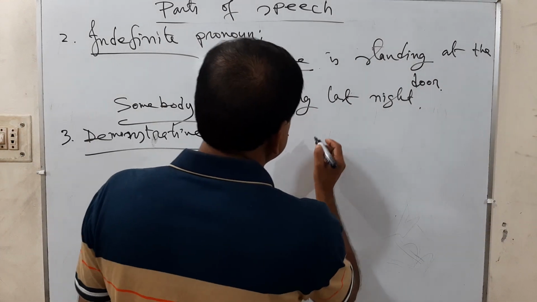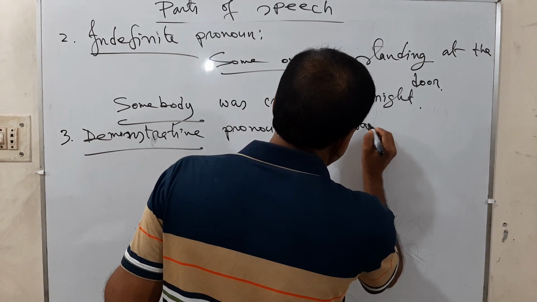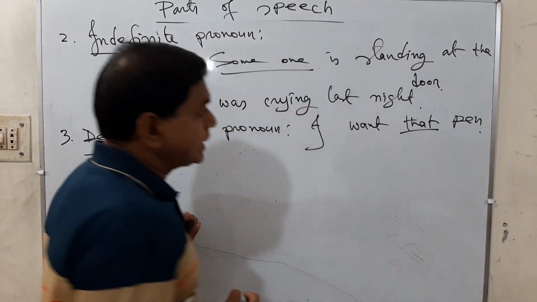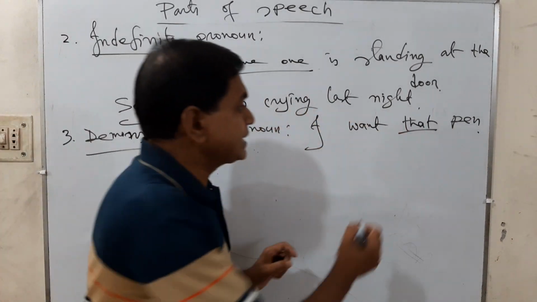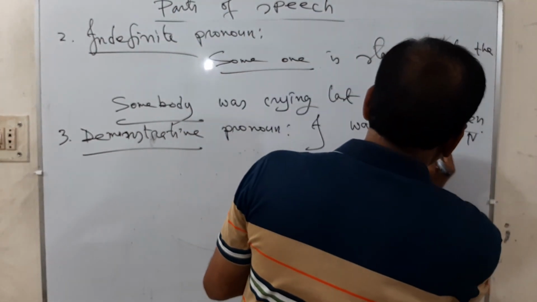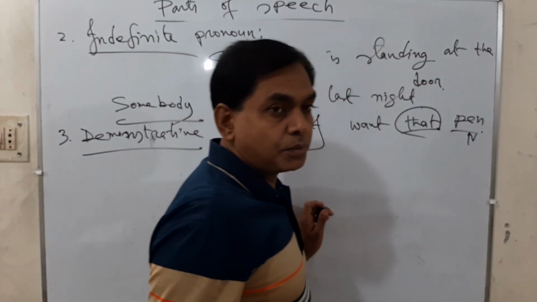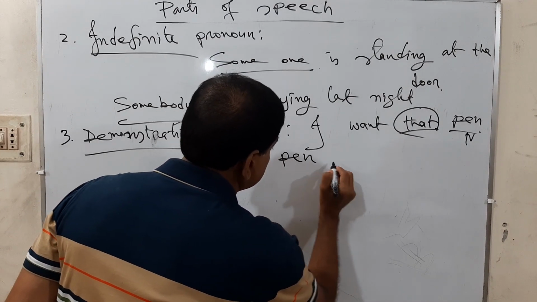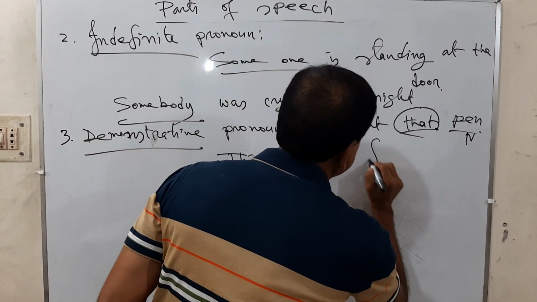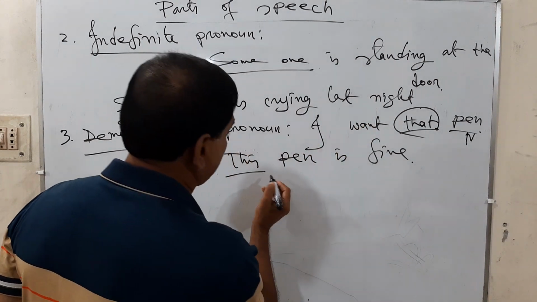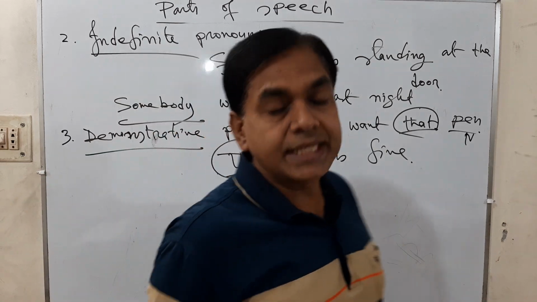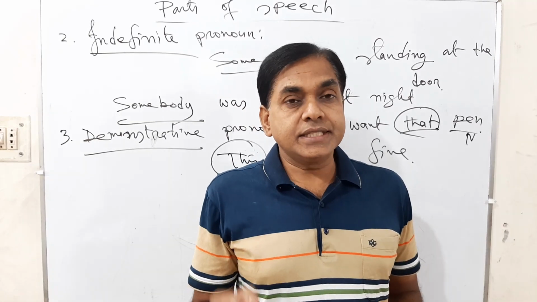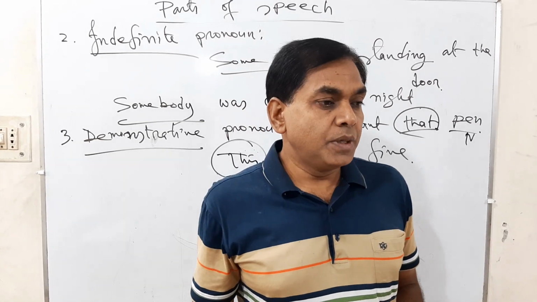Look at it. I want that pen. So here that indicates the pen. Pen is noun and that is demonstrative pronoun. This pen is fine. So this, that, these, those, all are called demonstrative pronoun.